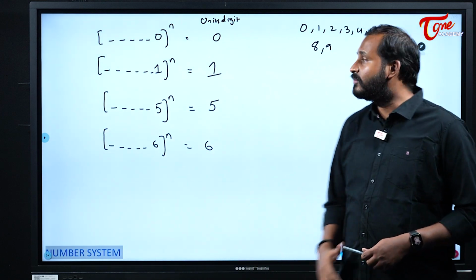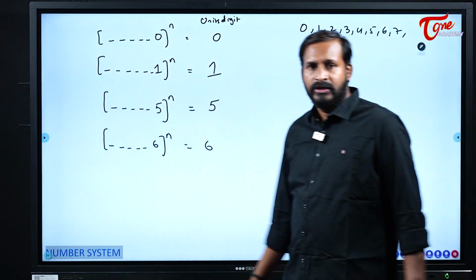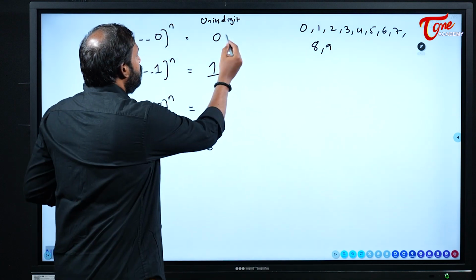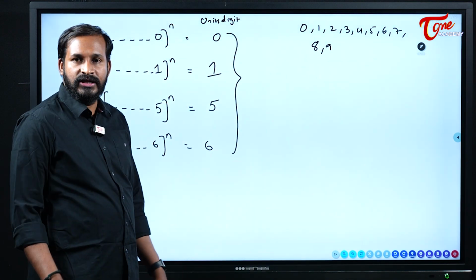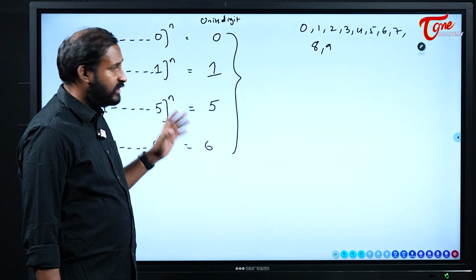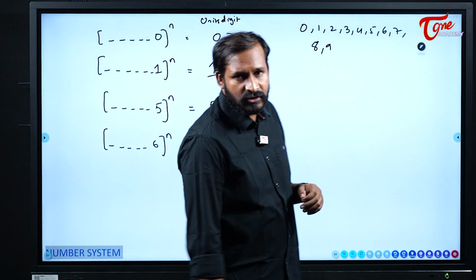From these digits only I need to solve the problem. So we are done with 4 digits, and we have 6 more digits.